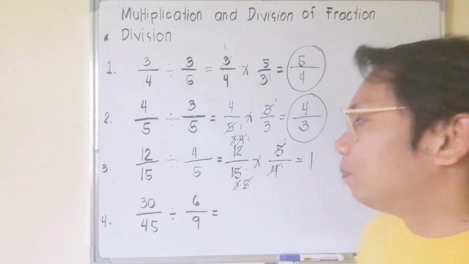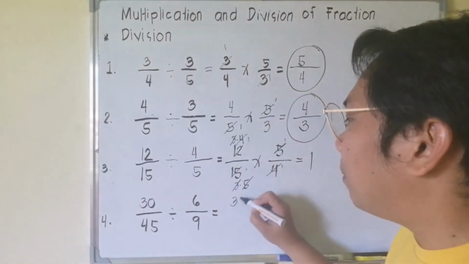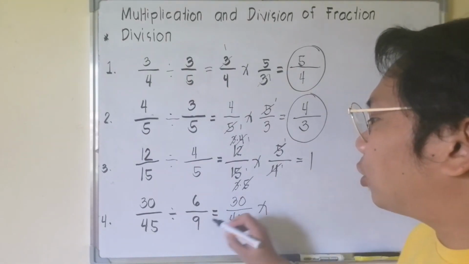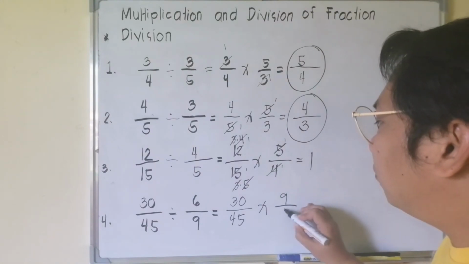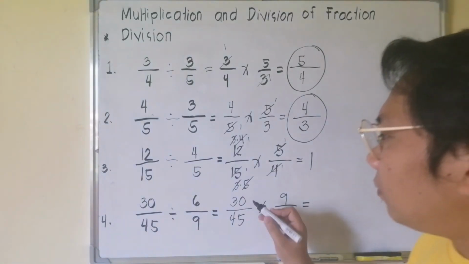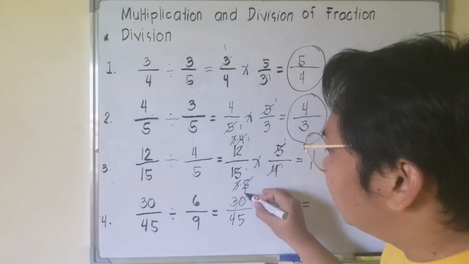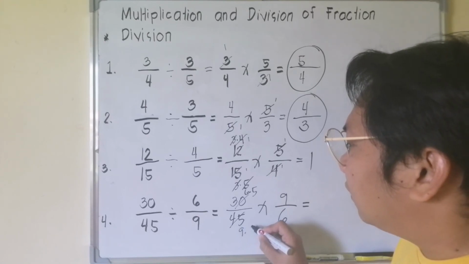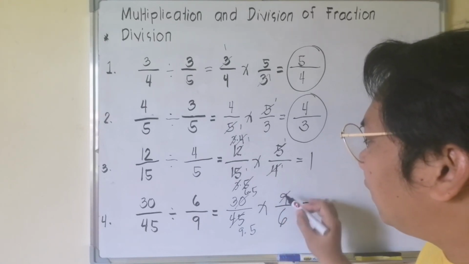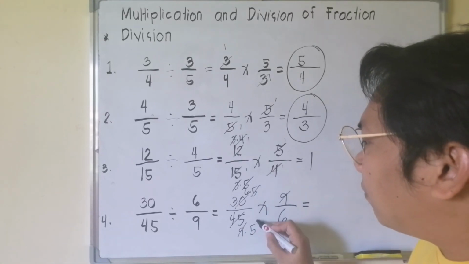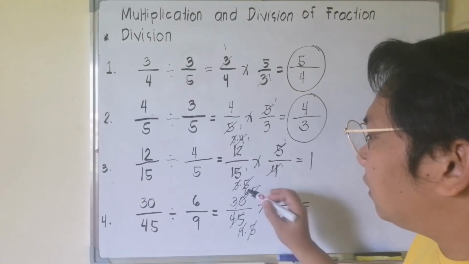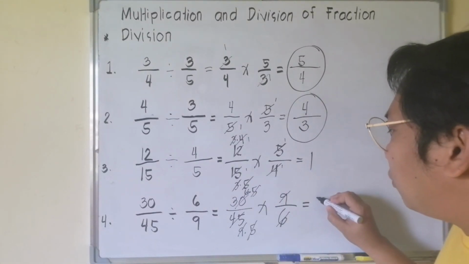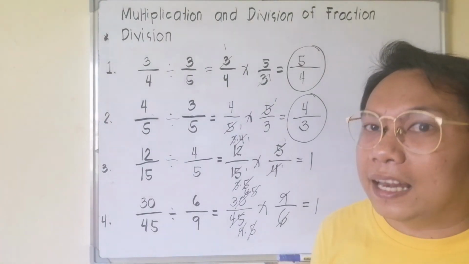Meron tayong 1 dyan. Next, you have 30/45. Again, you have 30/45. Change your division into multiplication and take the reciprocal. You have 9/6. And you know that 30 is 6 times 5 and 45 is 9 times 5. Again, we can cancel 9 here with a 9 here, 5 and 5 here. We have also 6 and 6 here. So, nakancel yan siya ulit. Then, we are having 1 as its final answer.